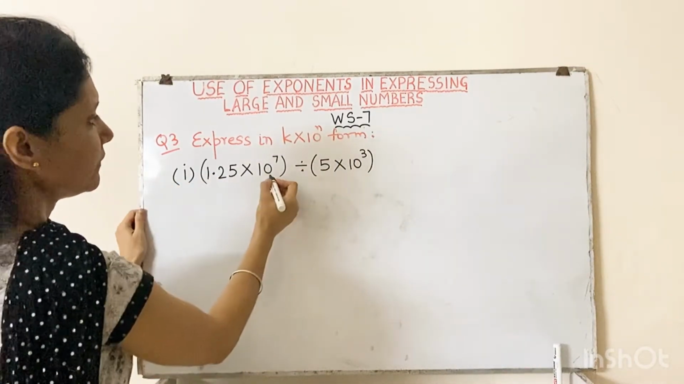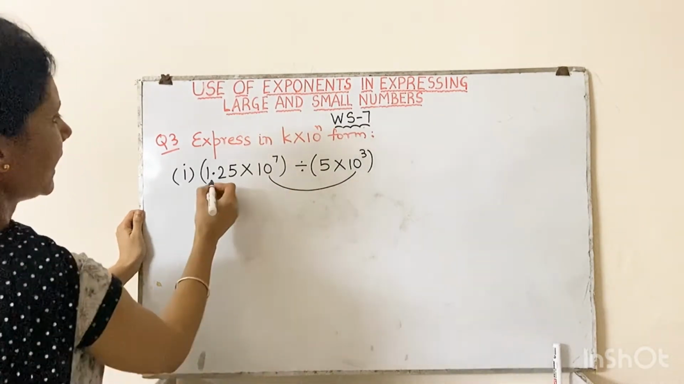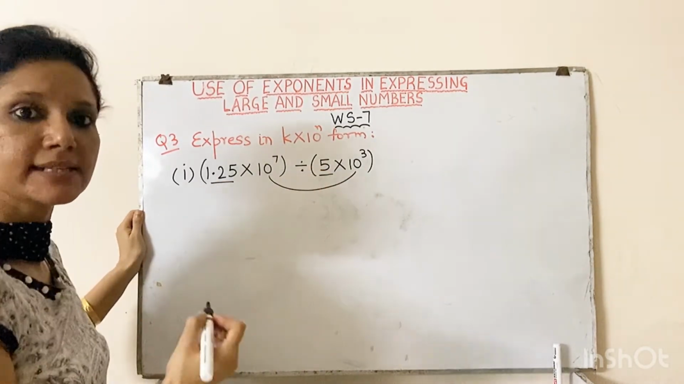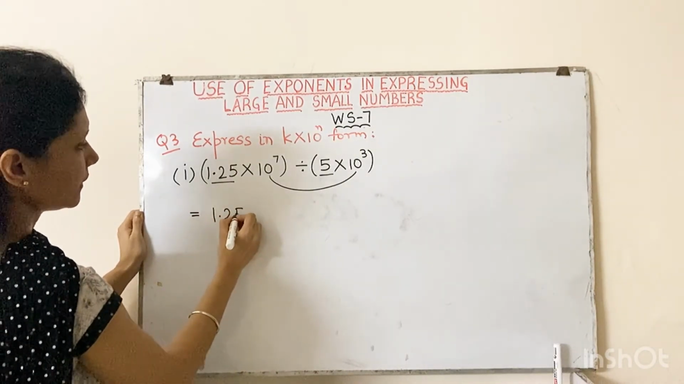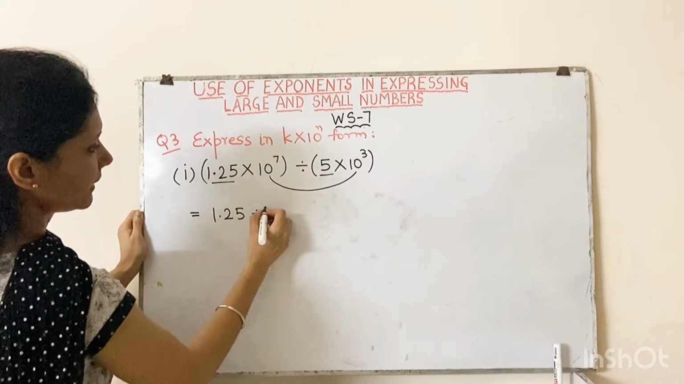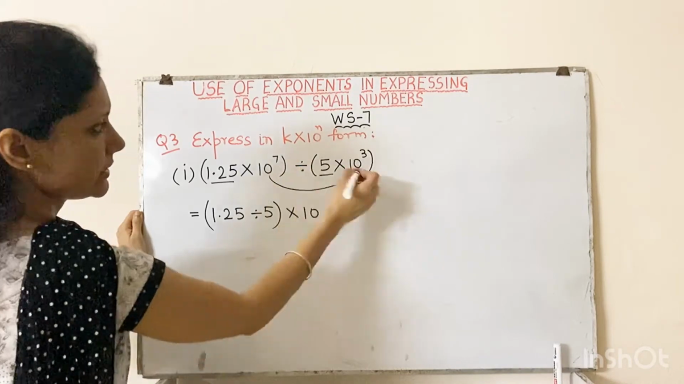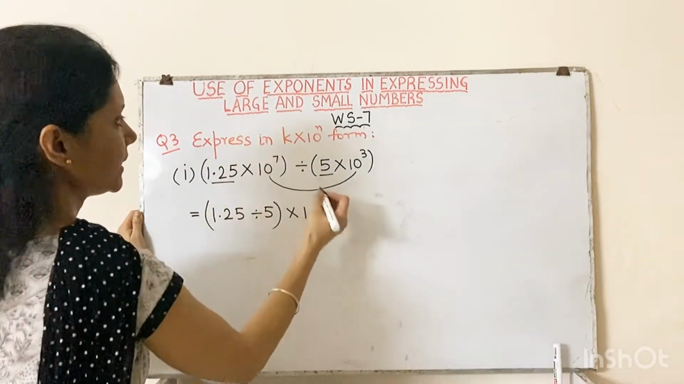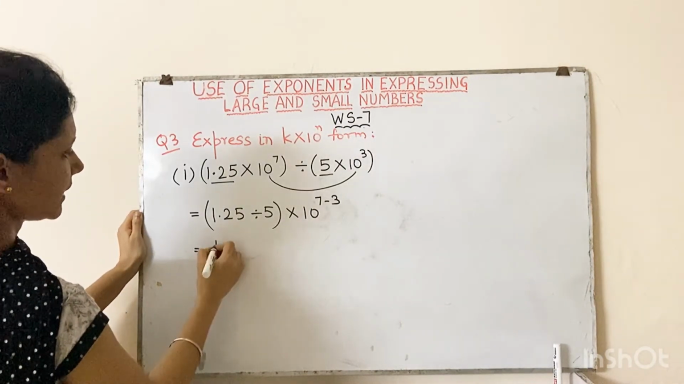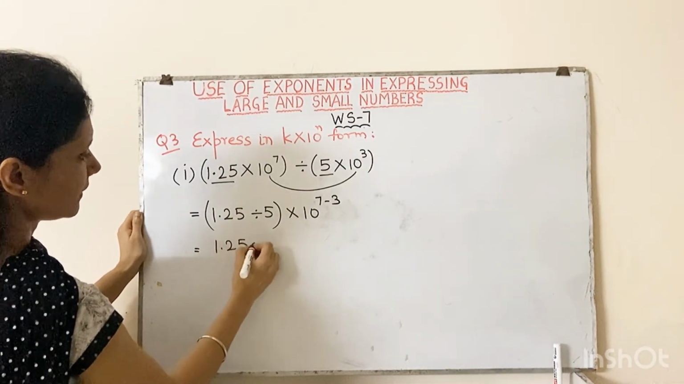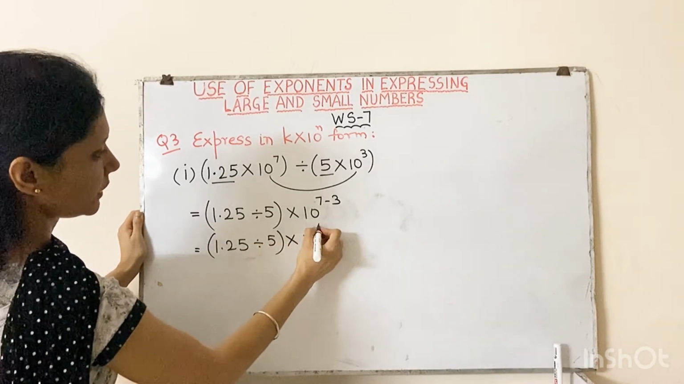So that means we can solve these two tens using the laws of exponents and the remaining numbers can be divided simply. So in the next step we will say 1.25 would be divided by 5 and the tens we can solve using the laws of exponent, that is the powers would be subtracted. Now this becomes 1.25 divided by 5 multiplied by 10 raised to the power 4.